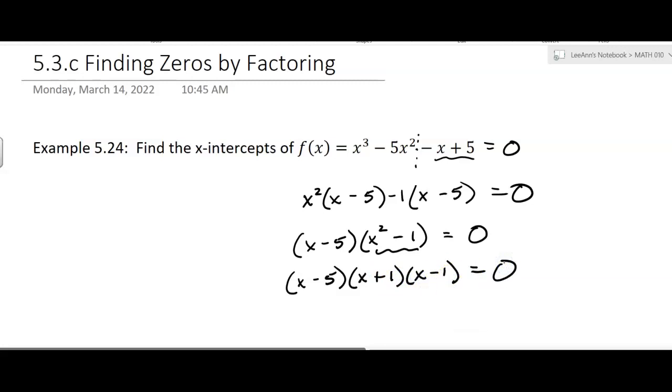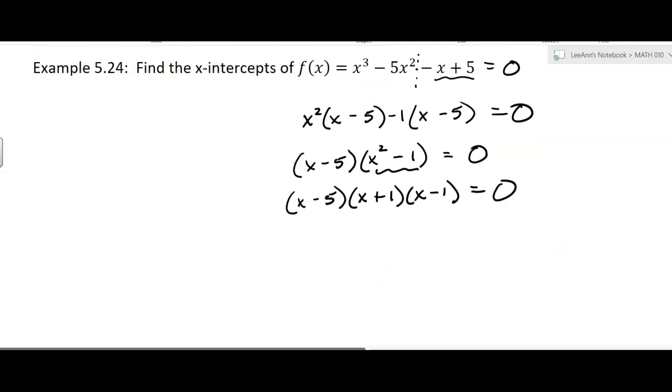We're going to talk about that later when we talk about factors of polynomial functions, but it gives us 3 x-intercepts. So our x-intercepts in this case are going to be 5, 0, negative 1, 0, and 1, 0.